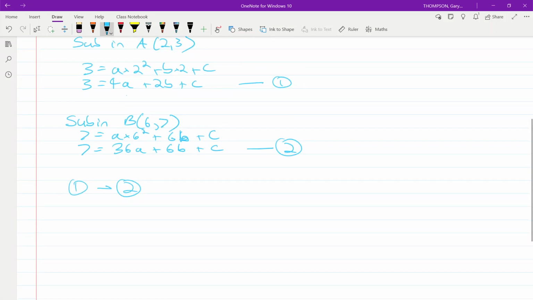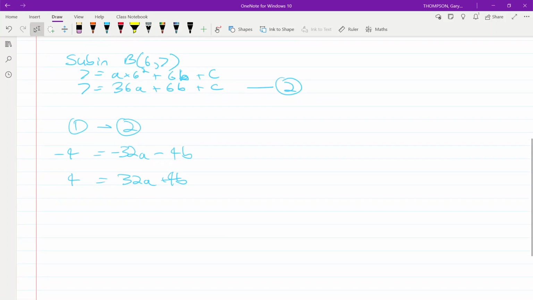I'm using elimination now. So 3 minus 7 is minus 4 equals 4a minus 36a, which is minus 32a, 2b minus 6b is minus 4b, and c minus c is equal to 0. Okay, I got negatives all three, so I'm going to multiply both sides by minus 1. That gives me 4 is equal to 32a plus 4b. That is as far as I can go.